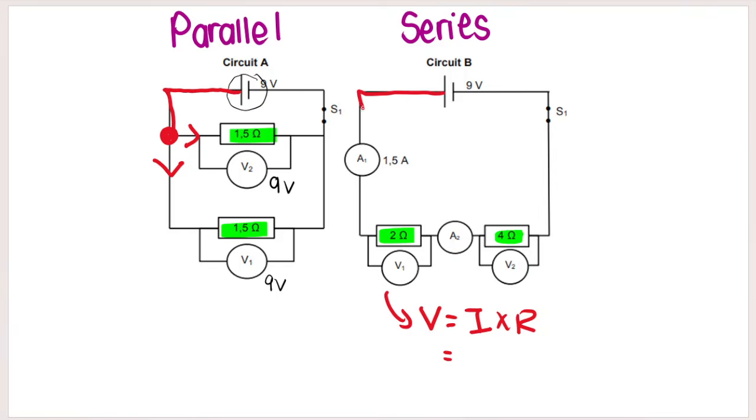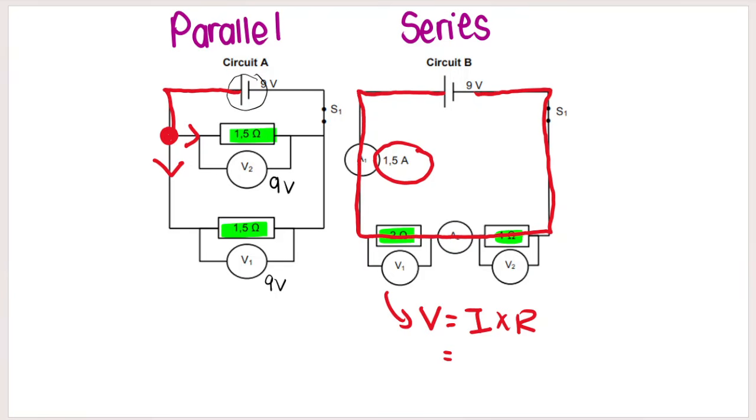So the total current flowing through here is 1.5 amperes. Do you see? The total current, 1.5. There it is. The ammeter reads the total current. The total current flows through both resistors.